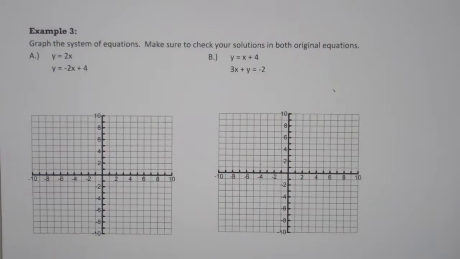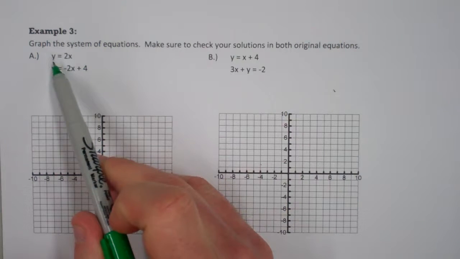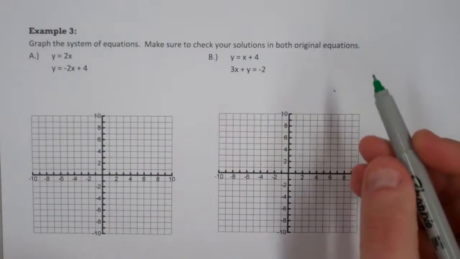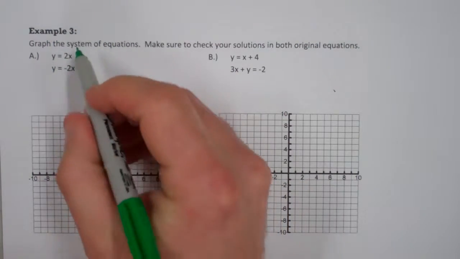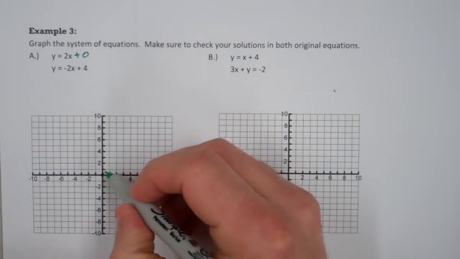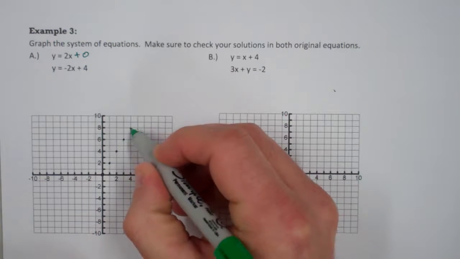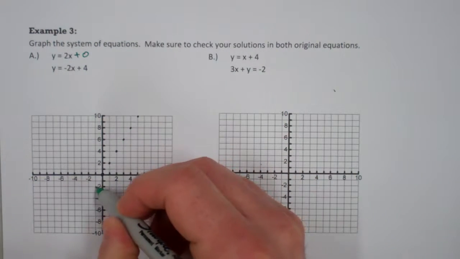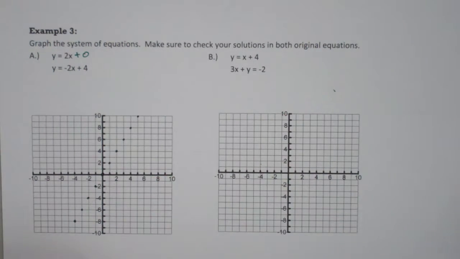In the first part of example 3, we have a few different systems to solve by graphing. Let's try the first one. In A, we have two lines. The first one is y is equal to 2x. So the y-intercept for this one is at 0, 0. There isn't one. If you want to put a plus 0 here, that's fine. And then the slope is 2. So we're going to go up 2, right 1, up 2, right 1, up 2, right 1. And we could also go down 2, left 1, down 2, left 1, and so on.